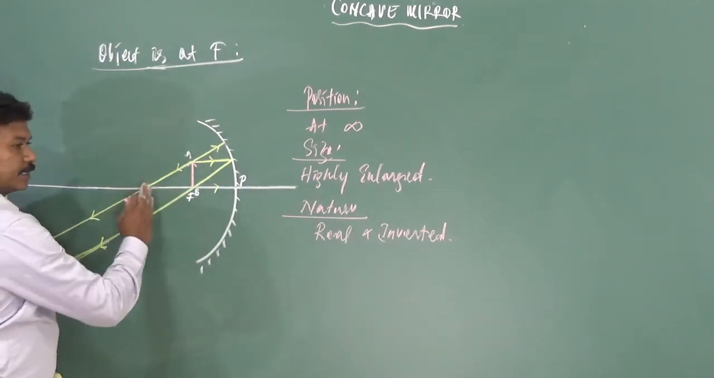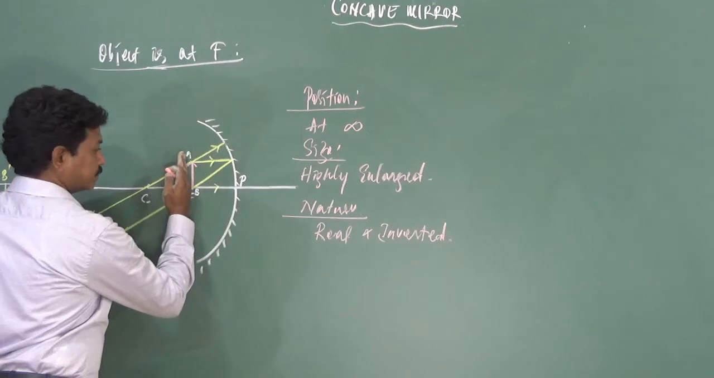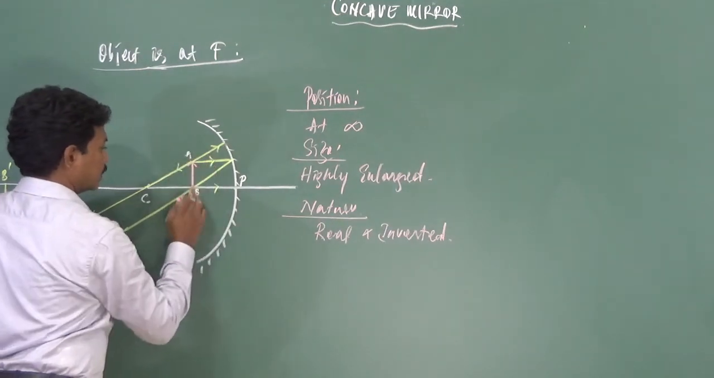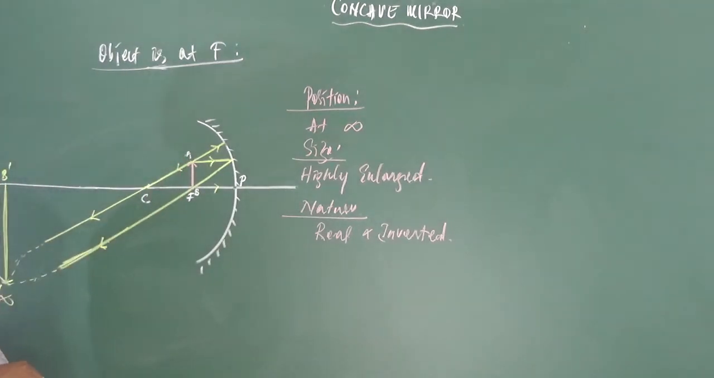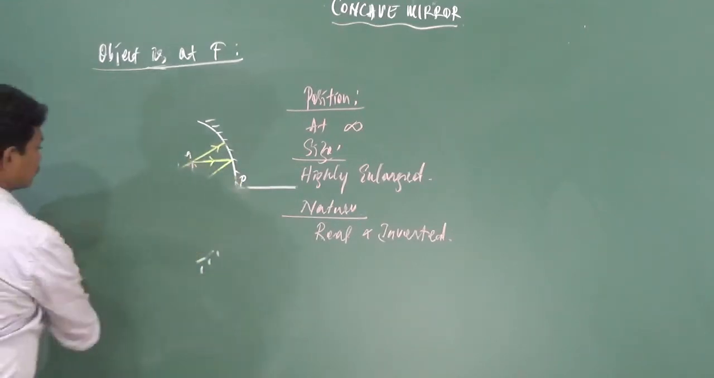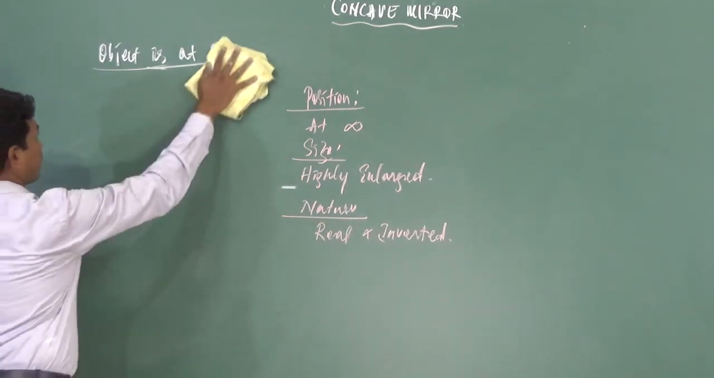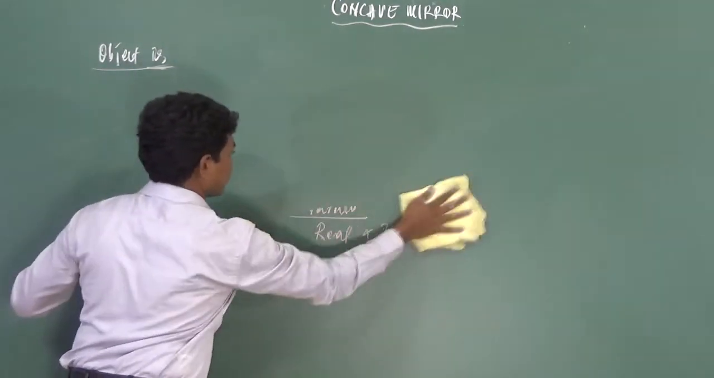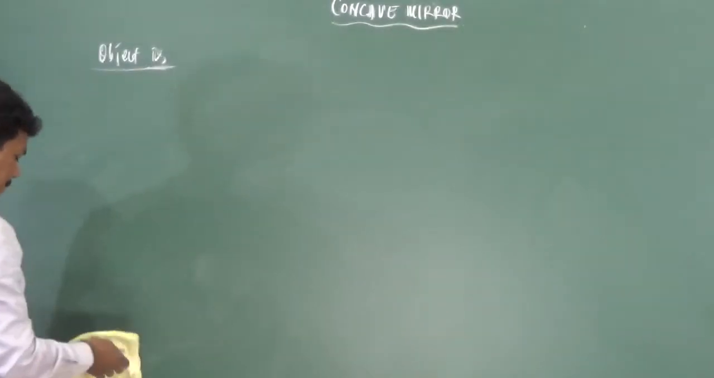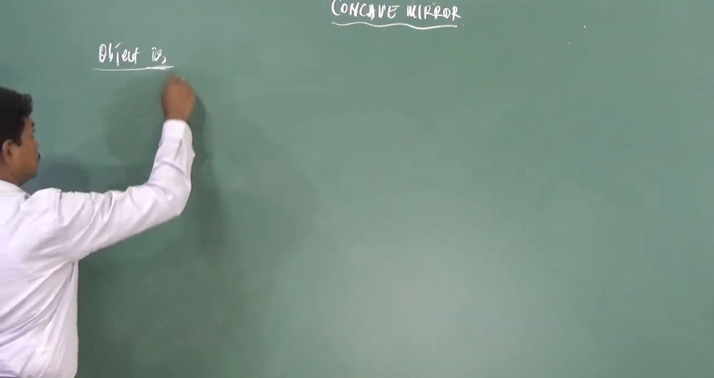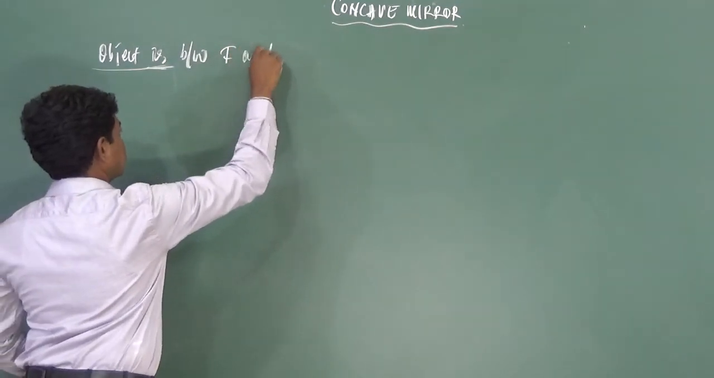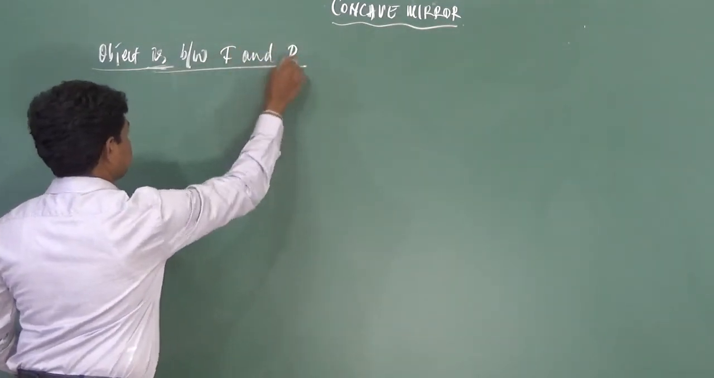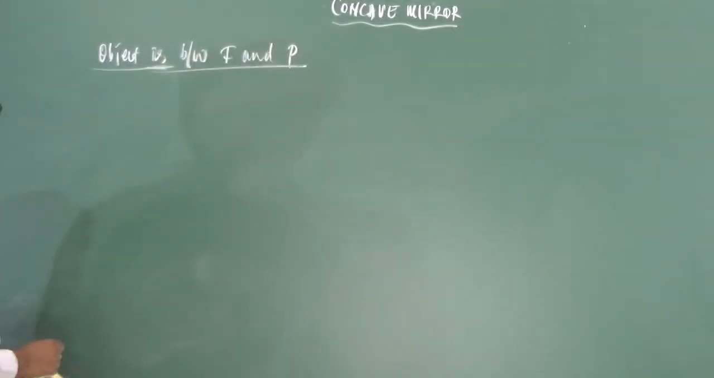Now, in the last ray diagram, we will carry this object still further and place it in between F and P. Let's see what happens. So this is the sixth ray diagram, right? Object is between F and P. F and P means the principal focus and the pole of the mirror, right?